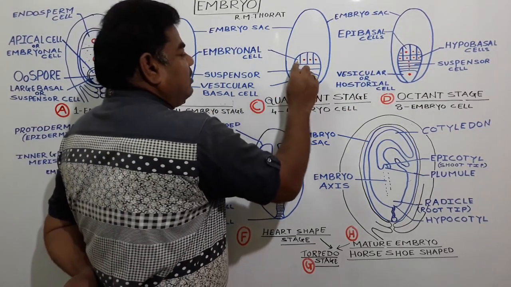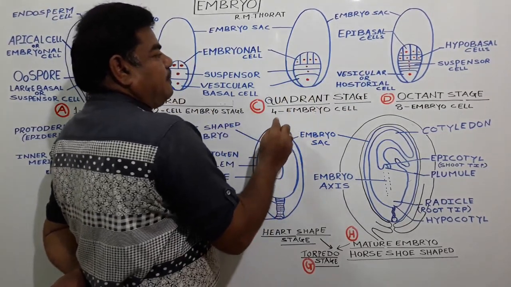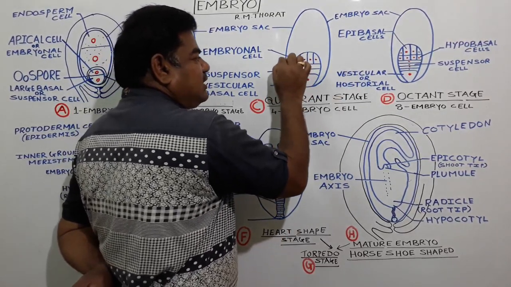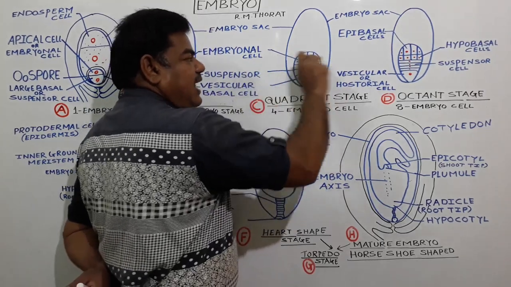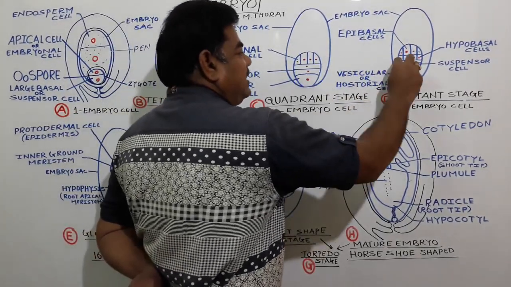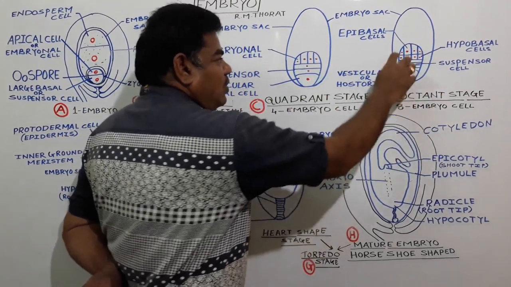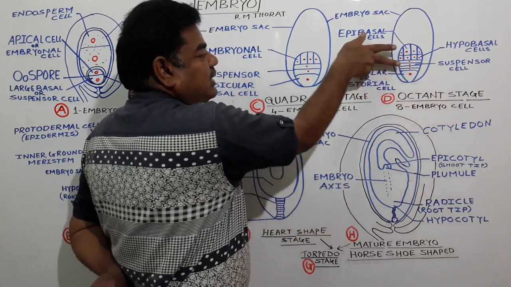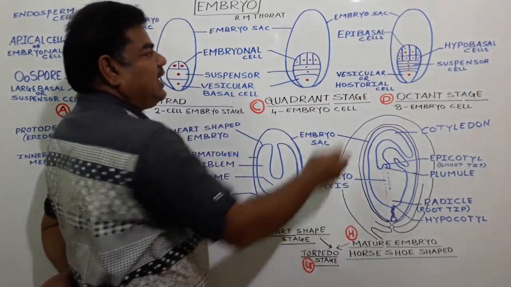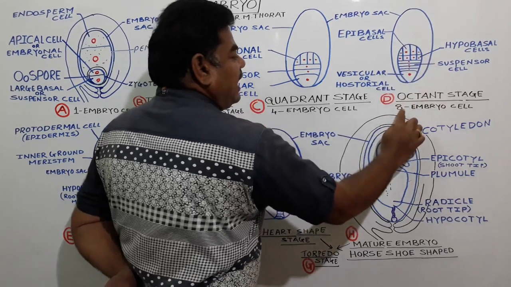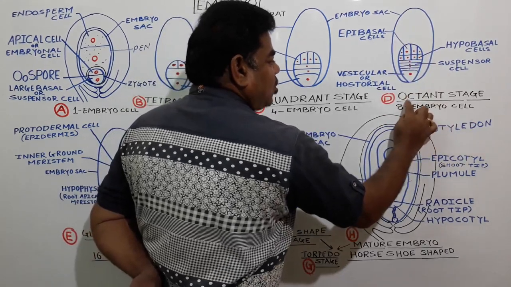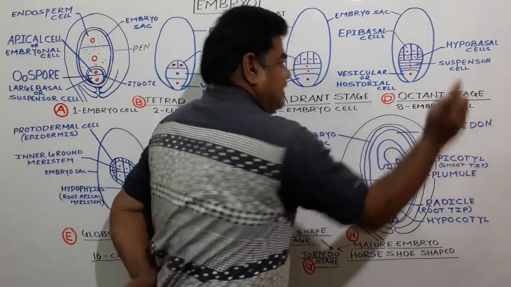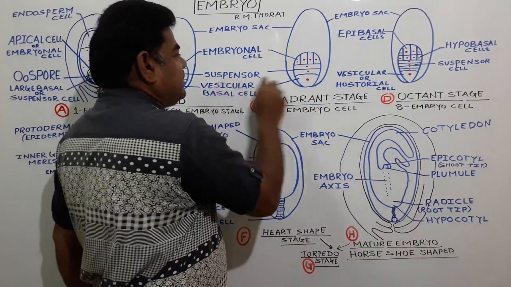These are the embryonal cells, 1, 2, 3, 4. In these cells, transverse division takes place. These four cells divide transversely, like this. Now 1, 2, 3, 4, 5, 6, 7, 8: two series of cells are formed here. Now this embryo consists of 8 embryo cells, and we call it an octant. Octant, octa means 8. Octant stage. And here is the suspensor cell.